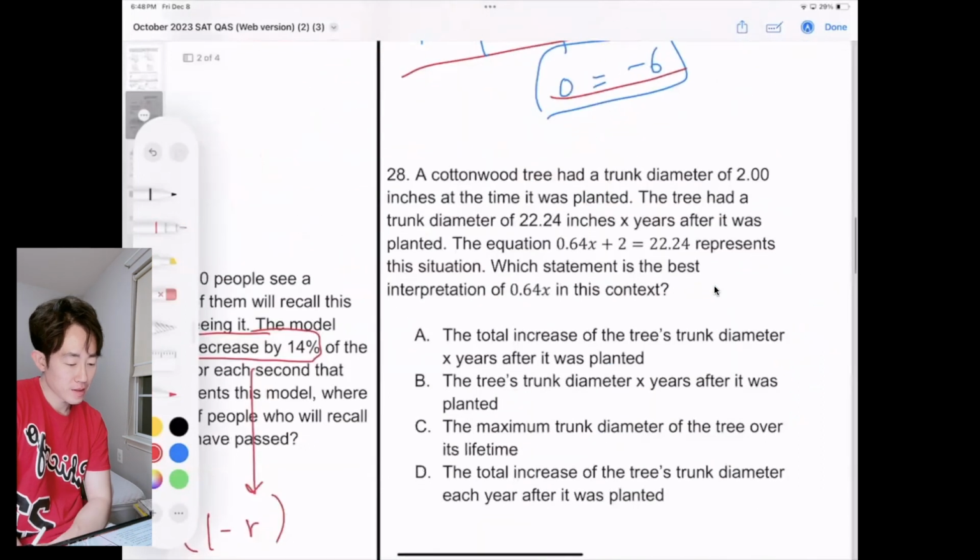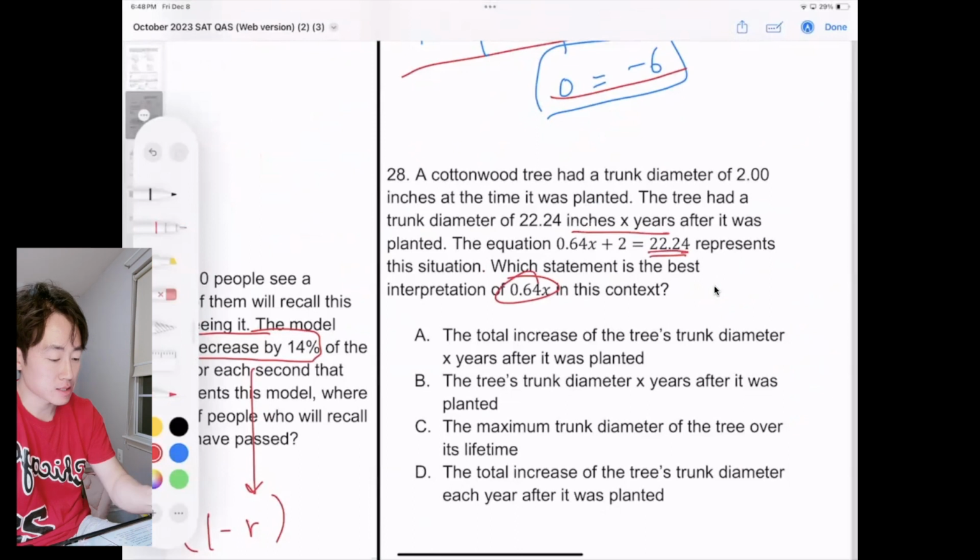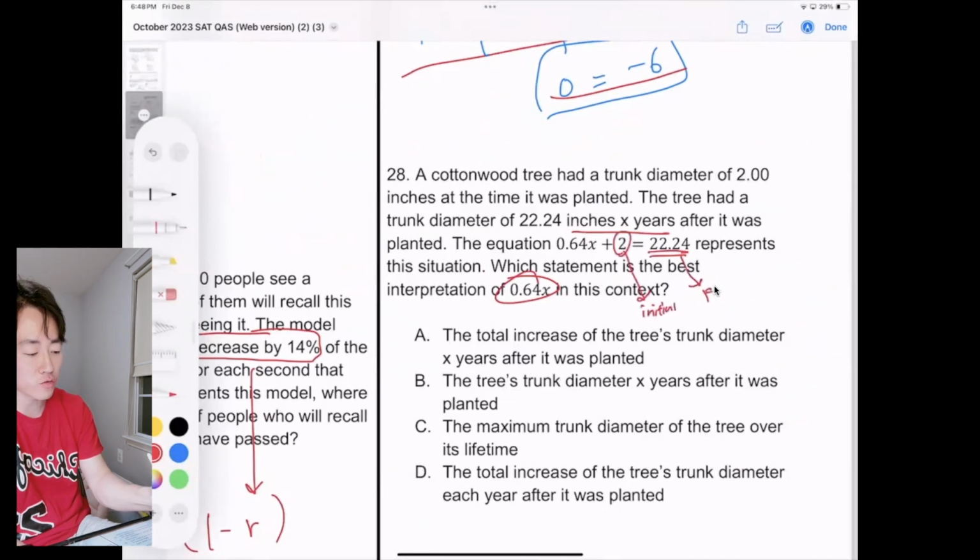Number 28. All right, so what does this represent? So what are we dealing with here? X represents the years after it was planted, and the trunk diameter was 22.24 X years after. Okay, so that makes sense. So 2 is obviously then your initial. How do I know that? Because this is your final.